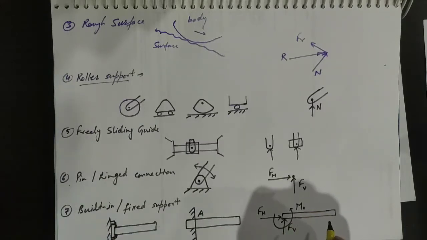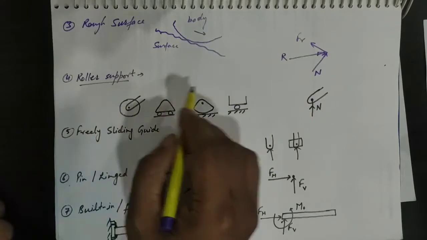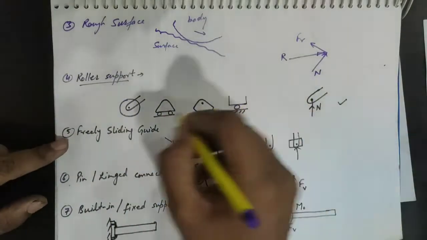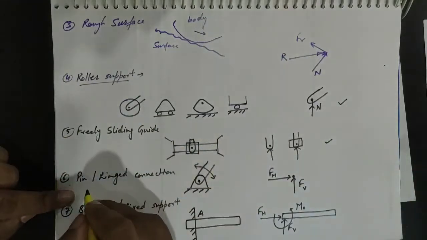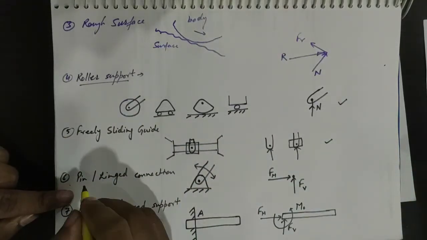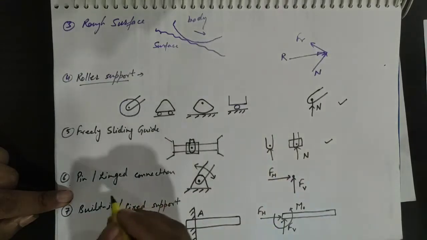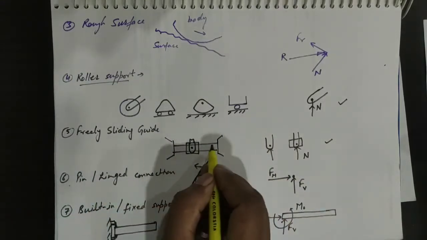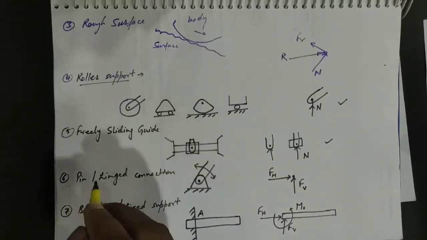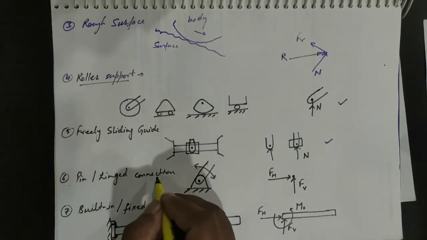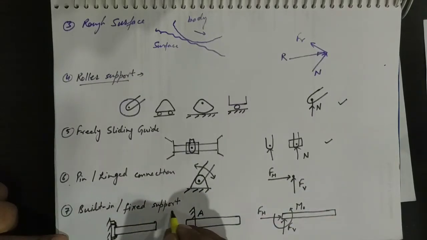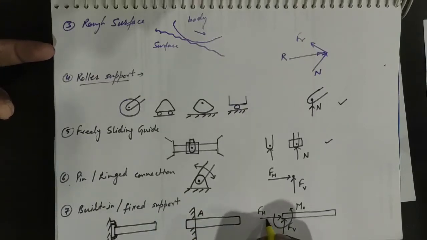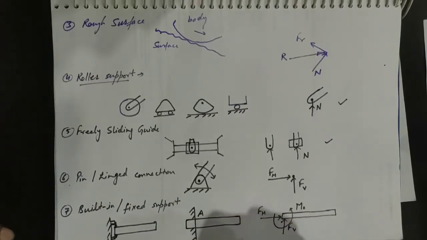So wherever we have a roller support, a single force, vertical. Freely sliding guide, a normal reaction along the guide. Pin or hinge connection has two different forces, one vertical and one horizontal. Built-in or fixed support has three kinds of force: vertical, horizontal, as well as a moment on it.